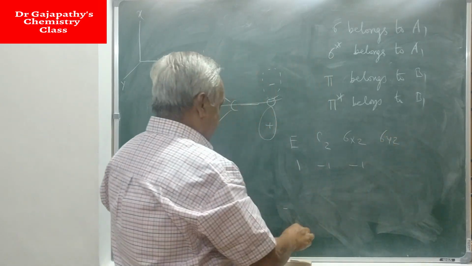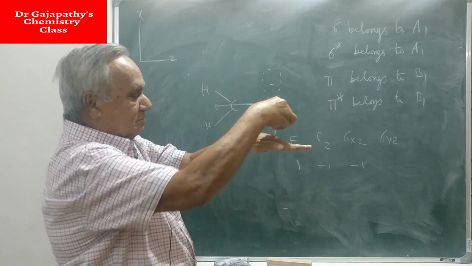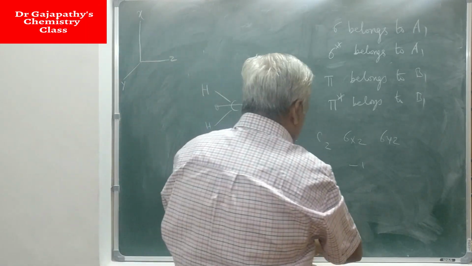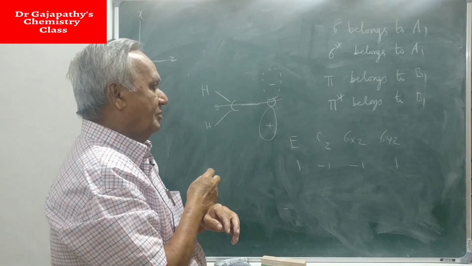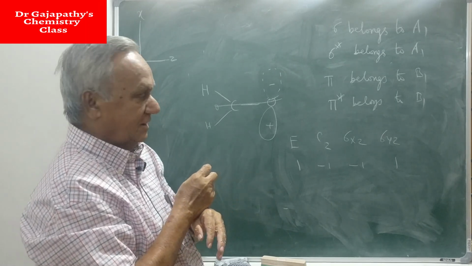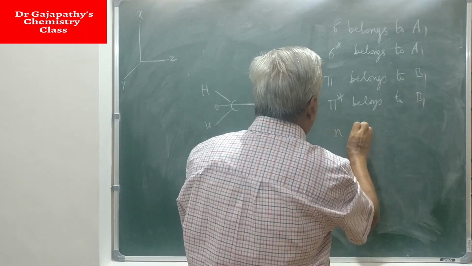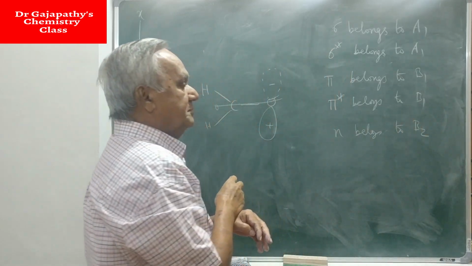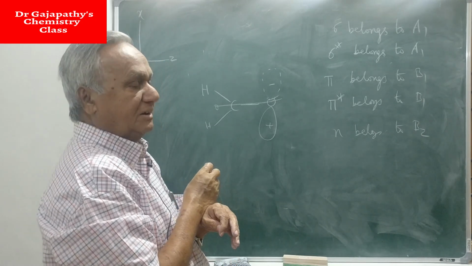Sigma yz, it is the molecular plane itself. So plus is here, minus is here, I put a mirror here and reflect. Nothing will happen. So the characters are 1, minus 1, minus 1, 1. If you refer to the character table, this belongs to B2 symmetry. So the non-bonding electrons, or the lone pair of electrons, belong to B2. So I have found out the symmetry of the various orbitals where the electron transition is going to occur.